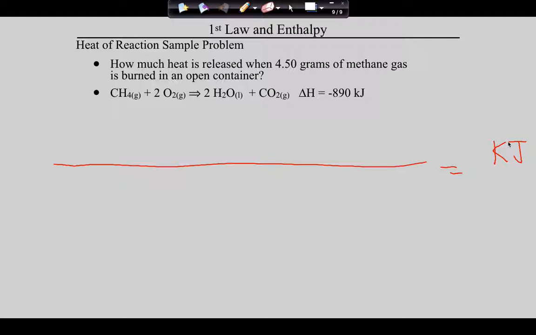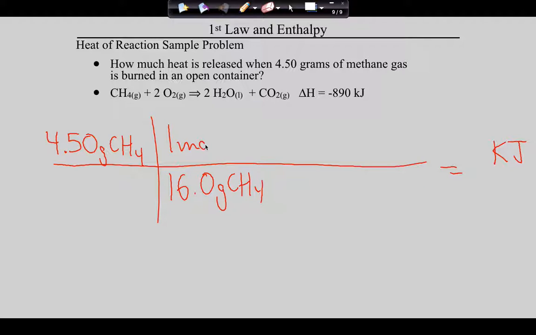So then, guys, the question becomes how much energy, how much heat is released when what happens? And the answer is we combust 4.50 grams of CH4. So now, guys, we've got to figure out a way to get from grams into kilojoules. So where do we go? Moles. 16.0 grams of CH4 is 1 mole of CH4. So now, guys, we're in moles.